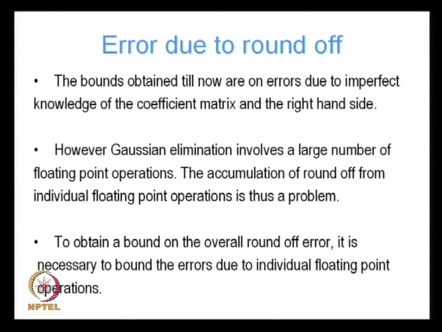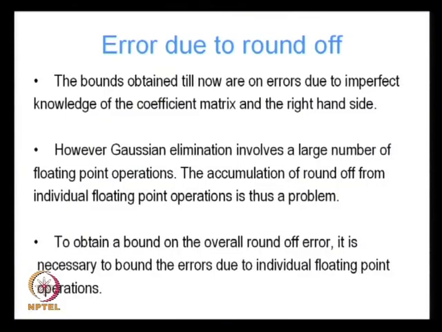The bounds we obtained till now on the errors in the solution of linear systems were due to imperfect knowledge of the coefficient matrix and the right hand side. Basically, what we found was that if the coefficient matrix has an error delta A or the right hand side has an error delta B, we tried to find bounds on the errors that will be introduced to the solution X due to the error delta A in A and the error delta B in B.